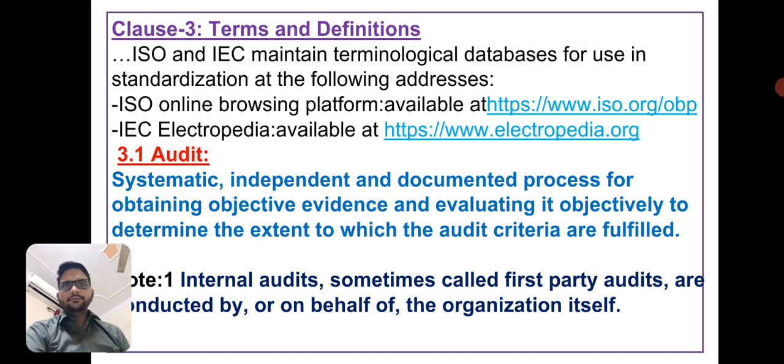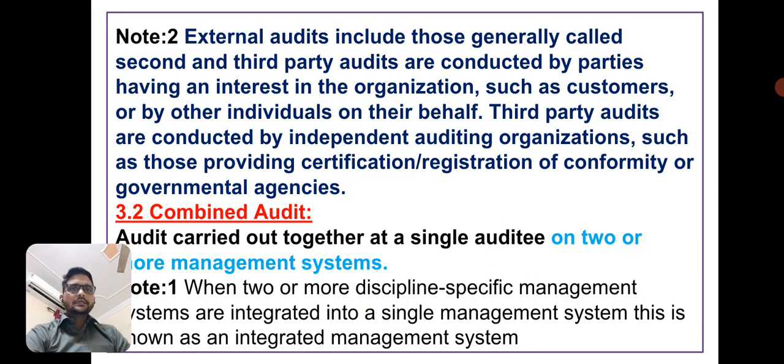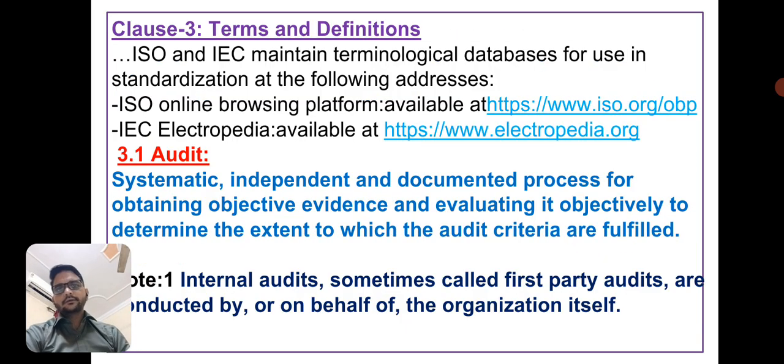The first term is audit. What is audit? Audit is a systematic, independent and documented process for obtaining objective evidence and evaluating it objectively to determine the extent to which the audit criteria are fulfilled. It means a systematic, independent, documented process carried out to determine the extent to which audit criteria are fulfilled is known as audit.